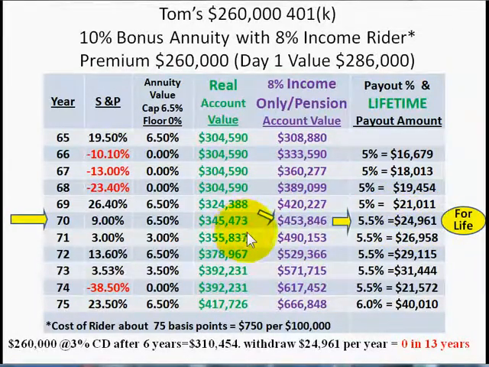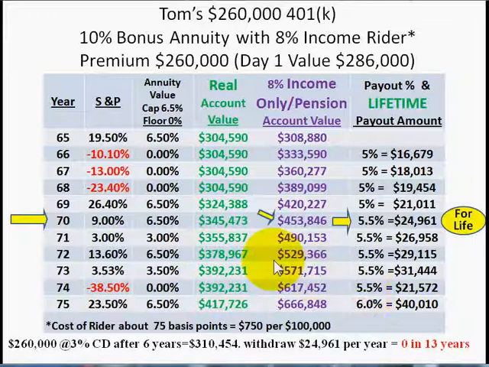Just to point out also, if he had taken income when he was 75, so now there's 666 in the income account value. They pay 6%. That's 40,000. Again, it's going to come out of the 417 here, but no matter how low it goes, go to zero, the real account value, he still gets the 40 for life.